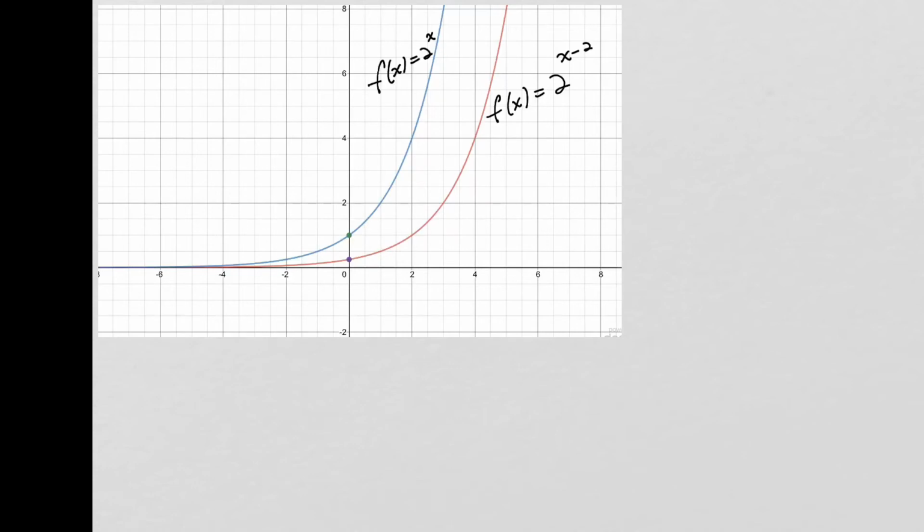So remember back when we talked about transformations. This is way back in chapter 1, right? I think it was 1.5 was the section. If I subtract 2 from the x, from the input, what does that do to the function? Well, it shifts it to the right, in this case 2 units to the right. So the red graph is shifted to the right by 2 units.